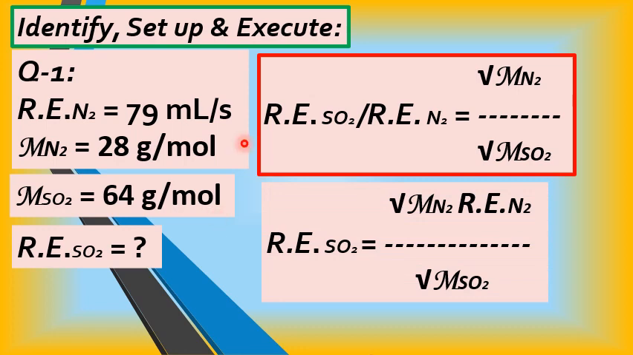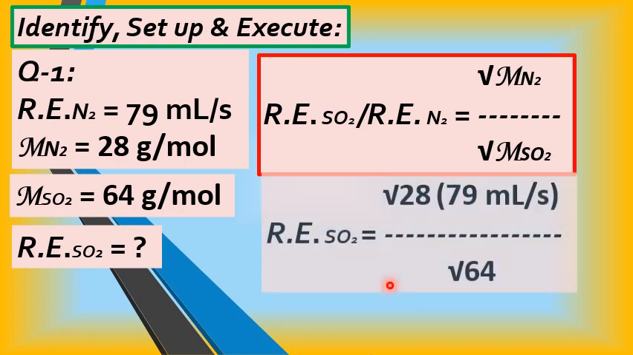So, using the equation of Graham's law of effusion, we isolate our target variable, that is, the rate of effusion of sulfur dioxide is determined by multiplying the square root of the molar mass of nitrogen gas times the rate of effusion of nitrogen gas. So their product will be divided by the square root of the molar mass of sulfur dioxide.